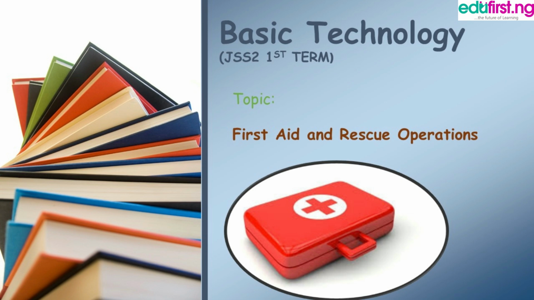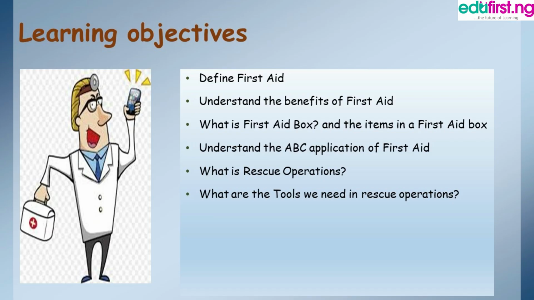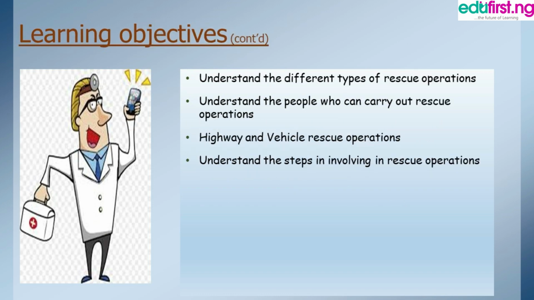Today we'll be learning about first aid and rescue operations. And at the end of today's topic, we should be able to define first aid. We should be able to understand the benefits of first aid, what a first aid box is, the items in the first aid box. We should be able to understand the ABC application of first aid, what rescue operation is, the tools we need in rescue operations, the different types of rescue operations that we have, the people who can carry out rescue operations, and the steps involved in rescue operations.